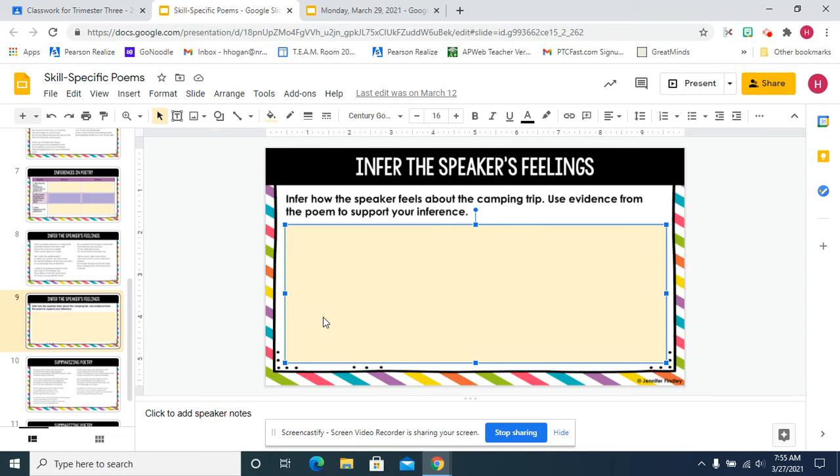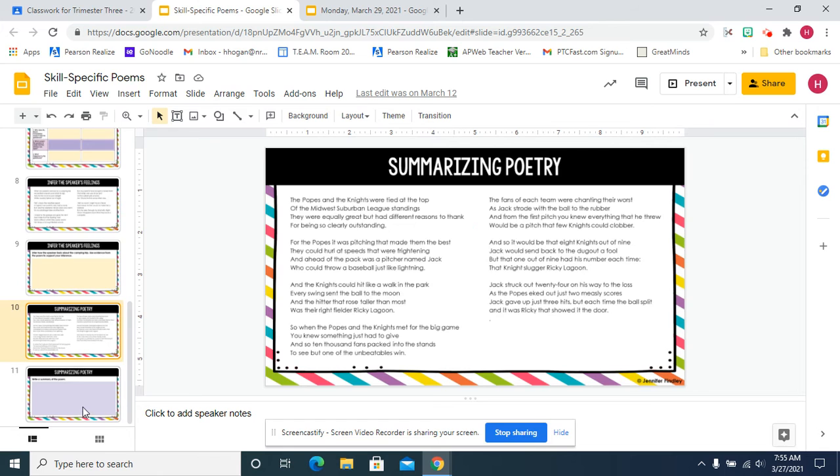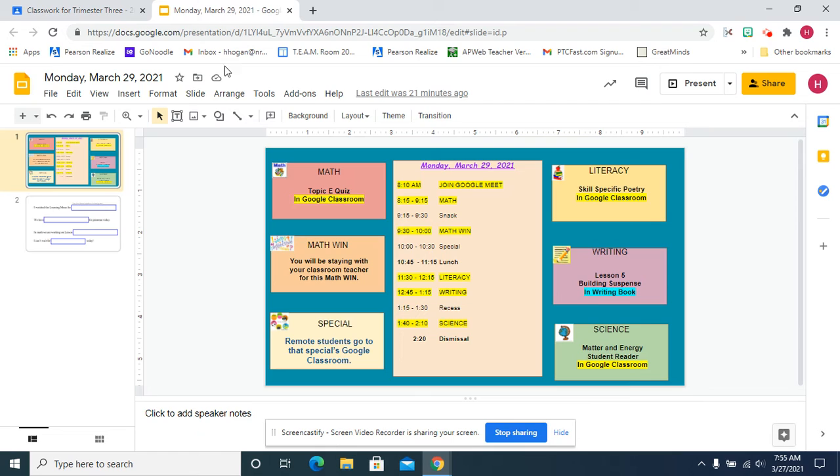How does the speaker feel about the camping trip? And use evidence from the poem. And then finally, summarizing in poetry. Write a summary of the poem. So that is your literacy for today. It's a lot, but you can do it.